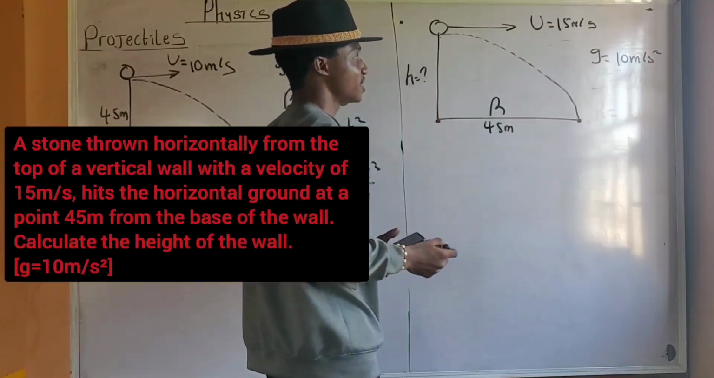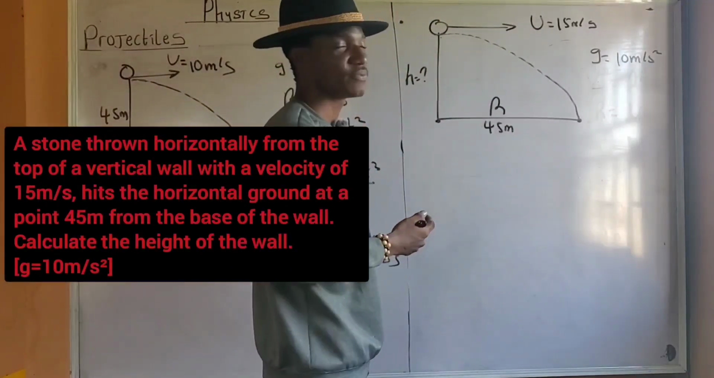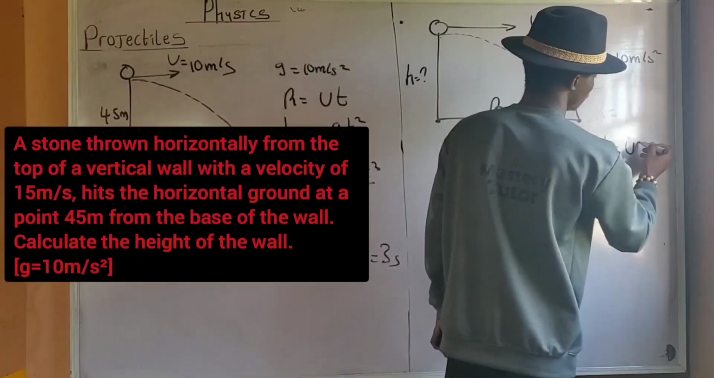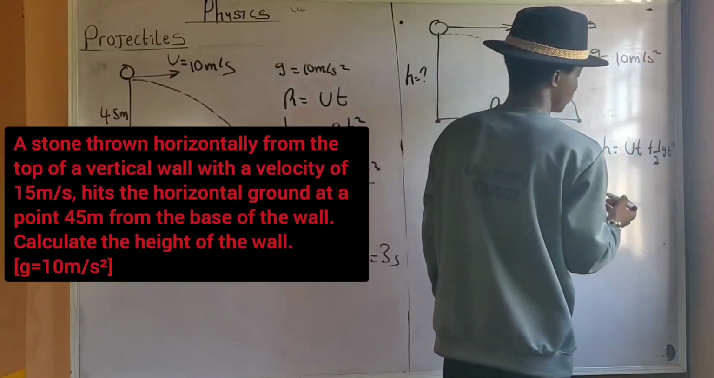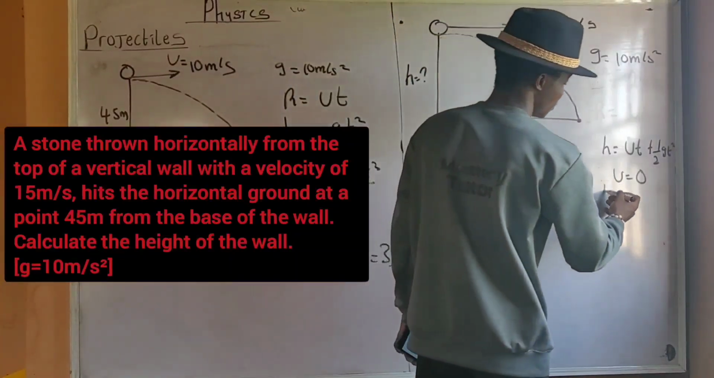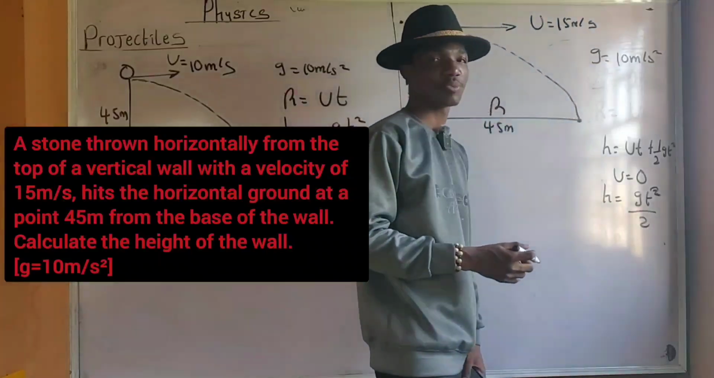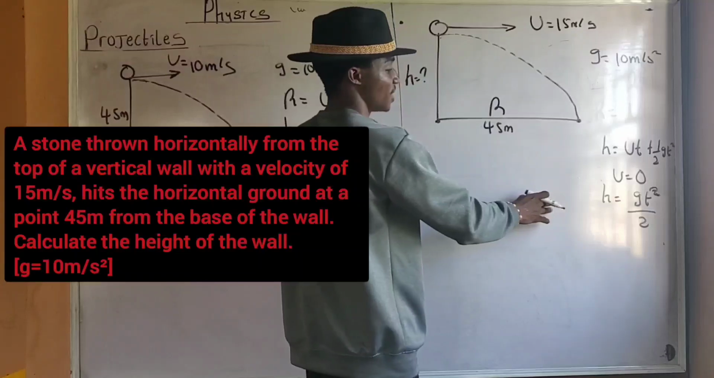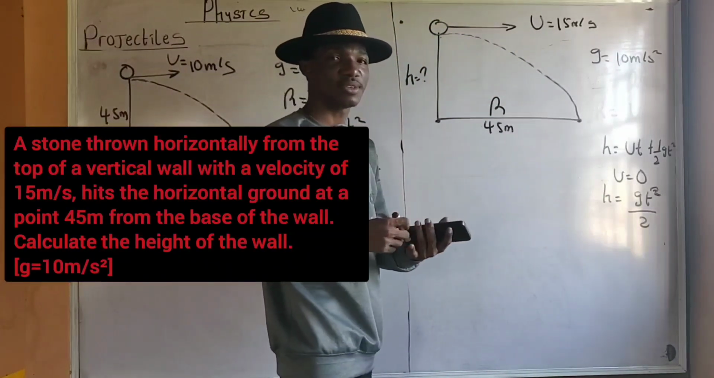We don't know the value of H. With respect to the information given in the question, how can we get the value of H? Recall that H equals UT plus 1/2 gt squared. Because U is 0, H will be equal to gt squared all over 2. I hope you remember this formula. So I can obtain the value of H if I know the value of T. The first thing to do is to get the value of T.